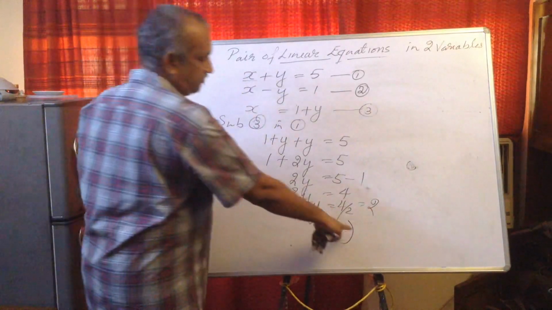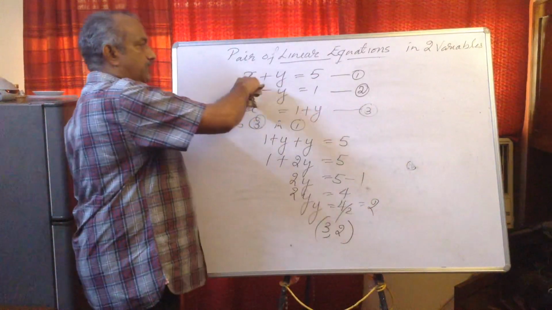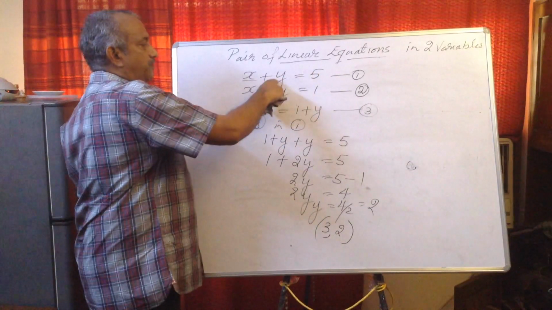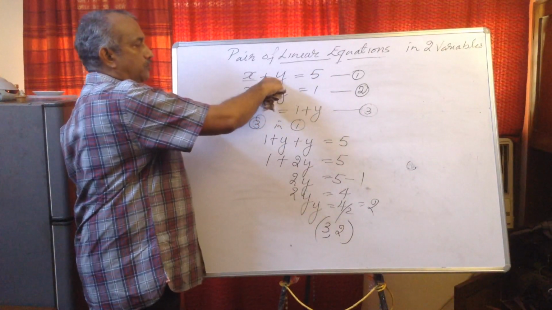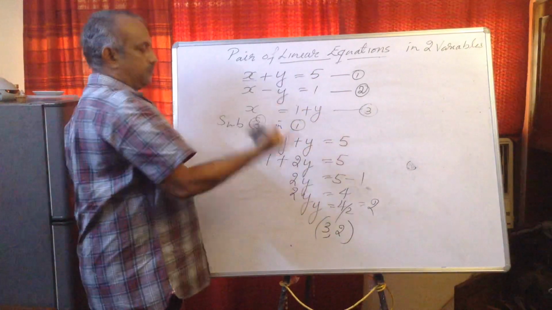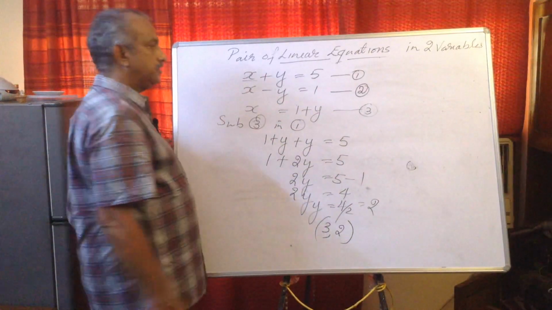Now the second one I did not calculate, same in x plus y is equal to 5. If we put here 2, what plus 2 is 5? 3. So the solution is again 3, 2.